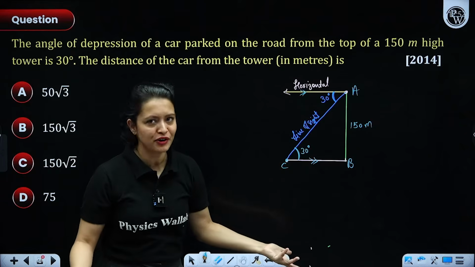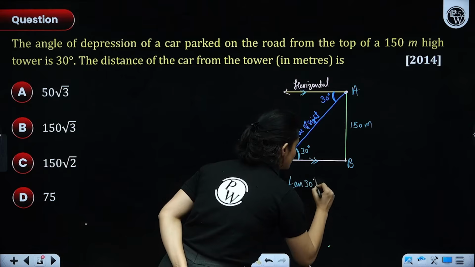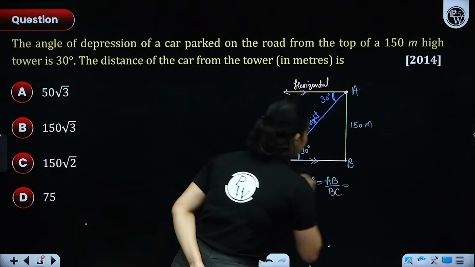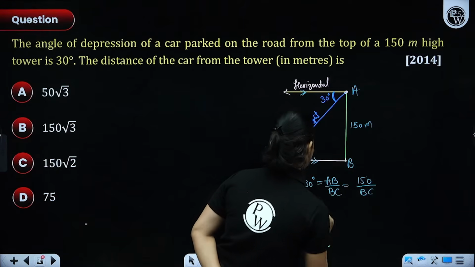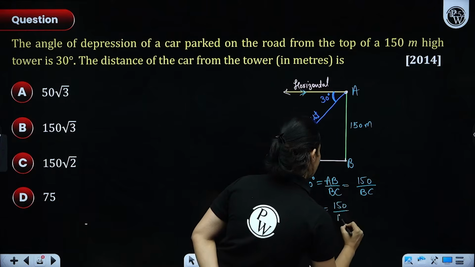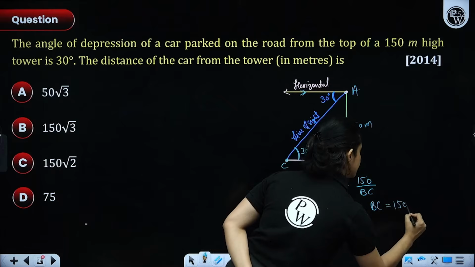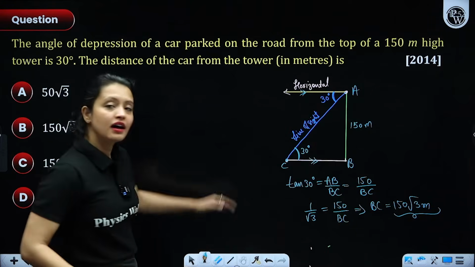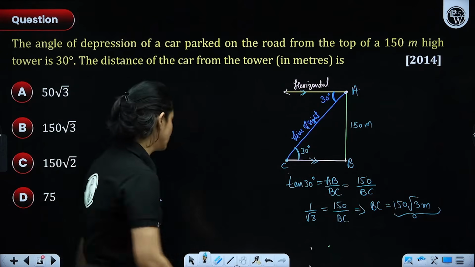That's a very simple ratio, guys, tan theta. So tan 30 degrees is equal to AB by BC. Now AB is equal to 150, BC we don't know, tan 30 is 1 over root 3. So now from here, can we not figure out BC? We can write BC is equal to 150 root 3 meters, everyone. So the distance of the car from the foot of the tower is 150 root 3.